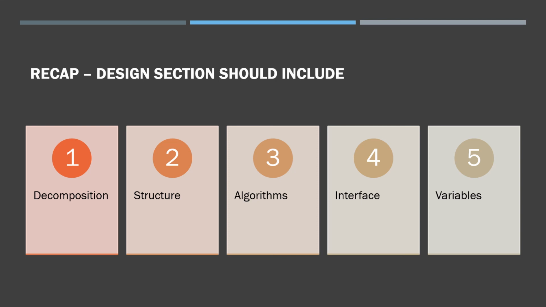To recap, it should include the decomposition of your overall project into smaller subsections, the structure, which is how those different subsections fit together to make your overall project, short algorithms showing what processing goes on inside each of those subsections, a design for your interface, and a list of all your key variables with information about validation of any inputs. I'm thinking a minimum of 5 pages.